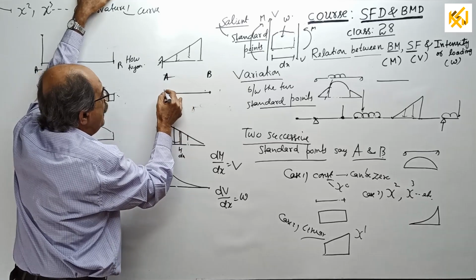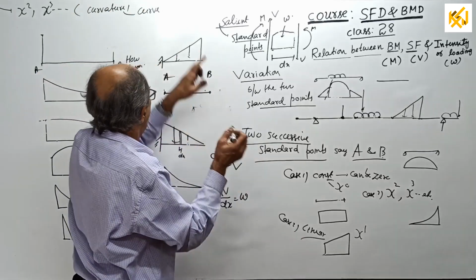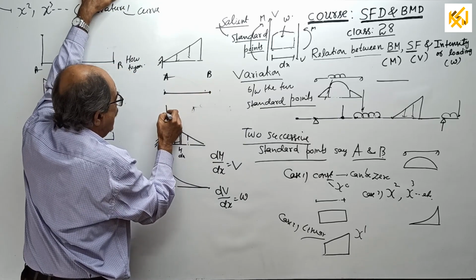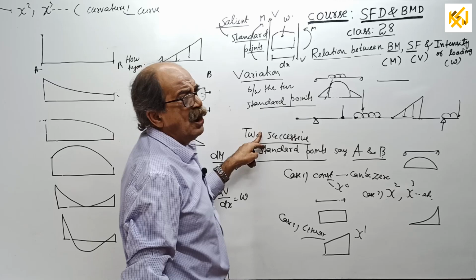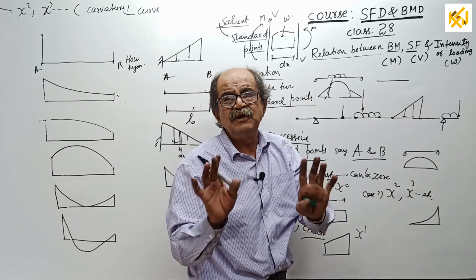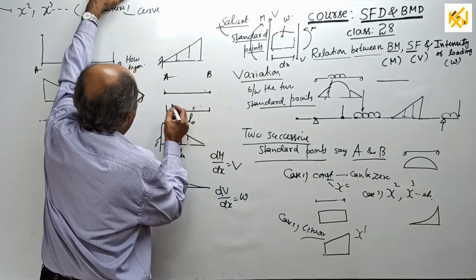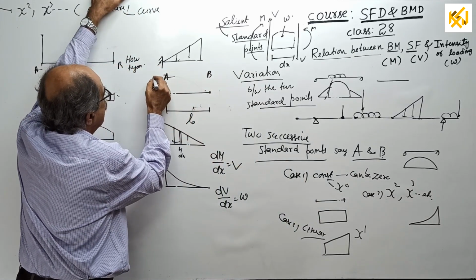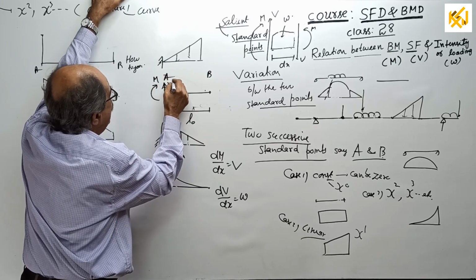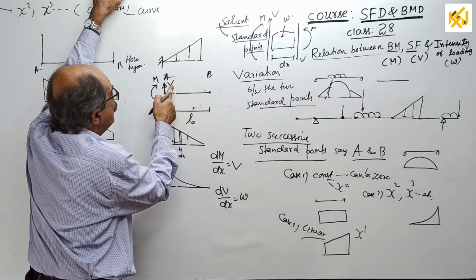Then, between A and B, I will consider some loading. This length I will take as L0, because it is not the span of the beam. It is a part of the beam, the distance between 2 standard points. Then I will put an upward force here and a moment here. I will call these V and M. V is the shearing force here, M is the bending moment.